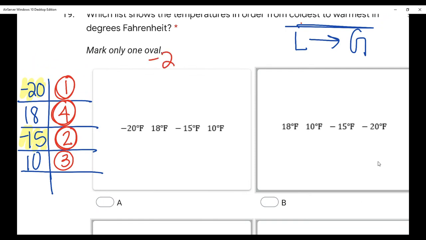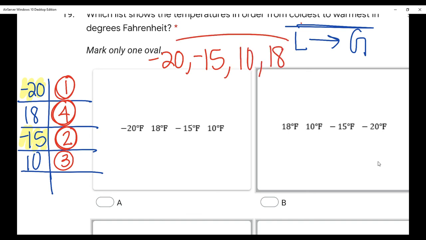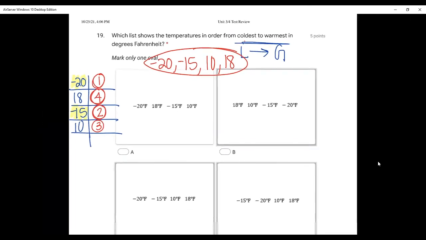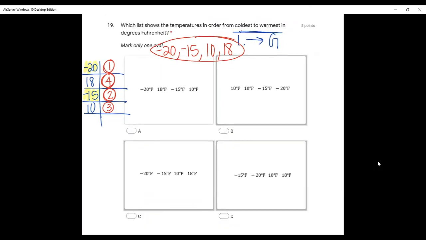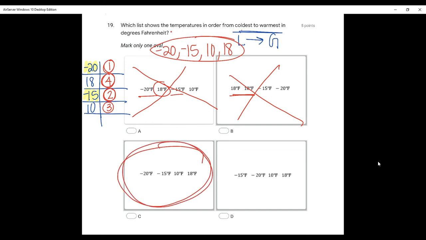I'm looking for -20, then -15, then 10, and then 18. So we're looking for that. This one doesn't have negatives first, so he's out. -20: this one has a negative, and then a positive, and then a negative. He's out. It looks like answer choice C is it.